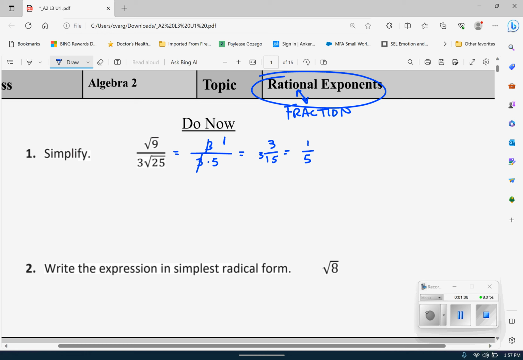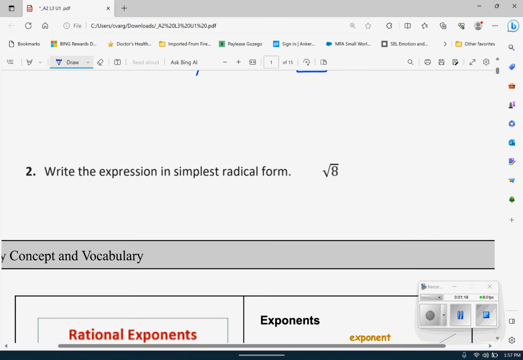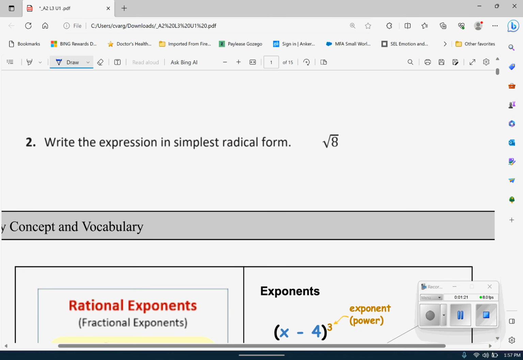Another way you could have done this is looking to see what the common factor is. So 3 divided by 3 is 1. 15 divided by 3 is 5. Okay, so our fraction answer or simplification is 1/5. You could plug that into the calculator, but I want you to understand where this is coming from.